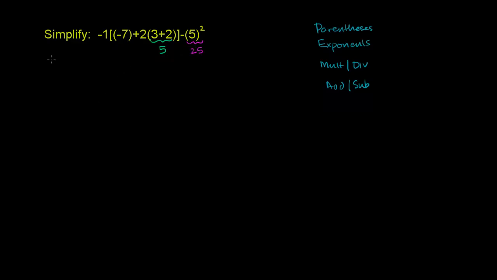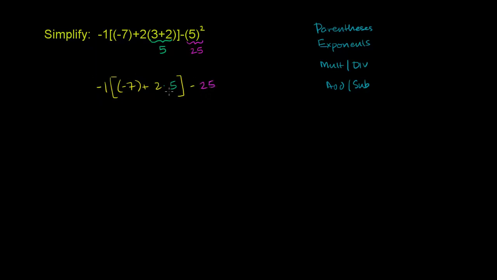And so let's not do too many steps at once. So this whole thing will simplify to negative 1, and then in brackets we have negative 7 plus 2 times 5, and then close brackets, minus 25.